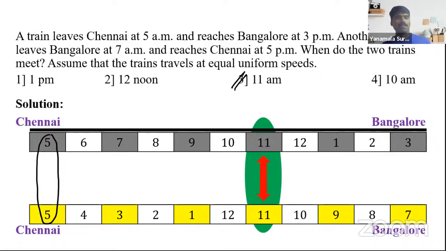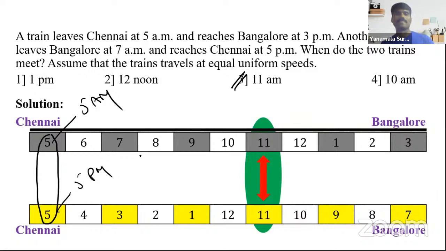Now the problem is, buddy, this is exactly 5 a.m. and this is exactly 5 p.m. Never be common. Never be common. 5 a.m. is not at all equal to 5 p.m. Even though the numbers are same, it doesn't mean that definitely it has to be equal, 5 a.m. and 5 p.m. No, it won't. Until and unless it has to do some time travel. Okay. So the correct answer is 11 a.m.